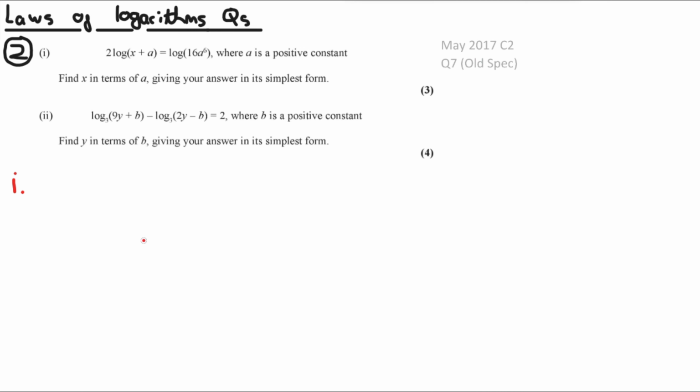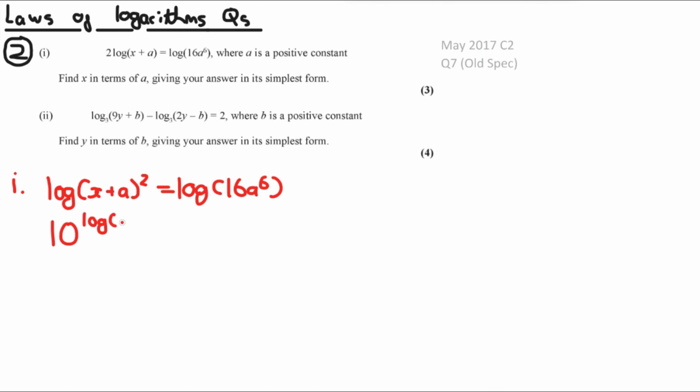So for question 2 part 1, the first thing that we really need to do is to put this 2 into this bracket here, and I'll kind of show why in a sec. So this needs to become log of (x plus a) squared is equal to log of 16a to the power of 6. And the reason we want to do this is because then we can make 10 the base on both sides, like this, 10 to the power of log of (x plus a) squared is equal to 10 to the power of log of 16a to the power of 6.